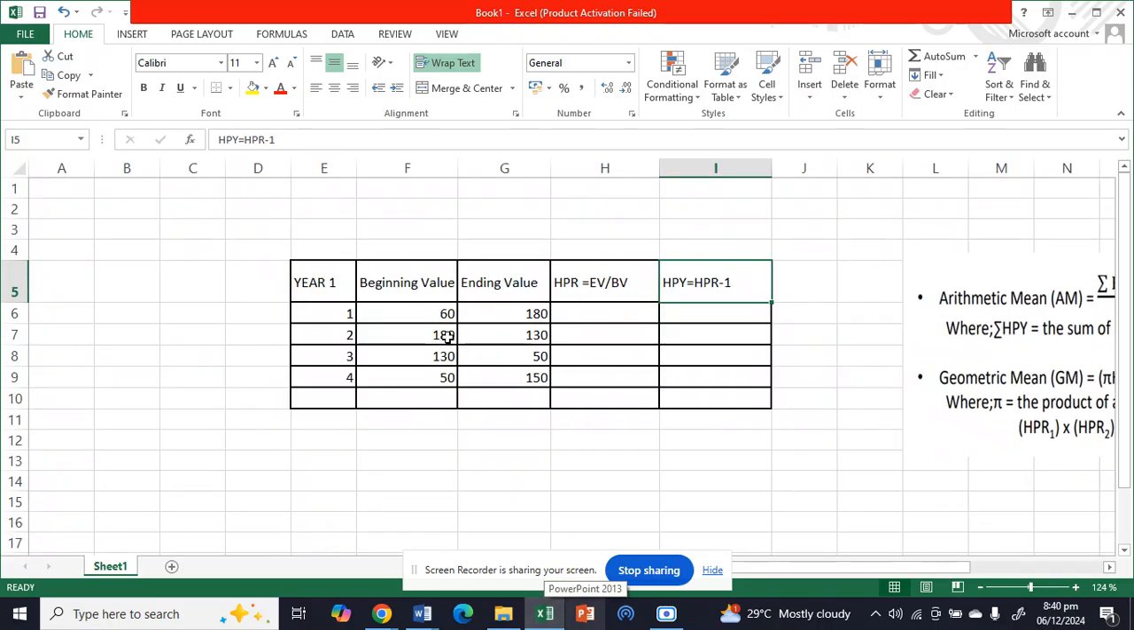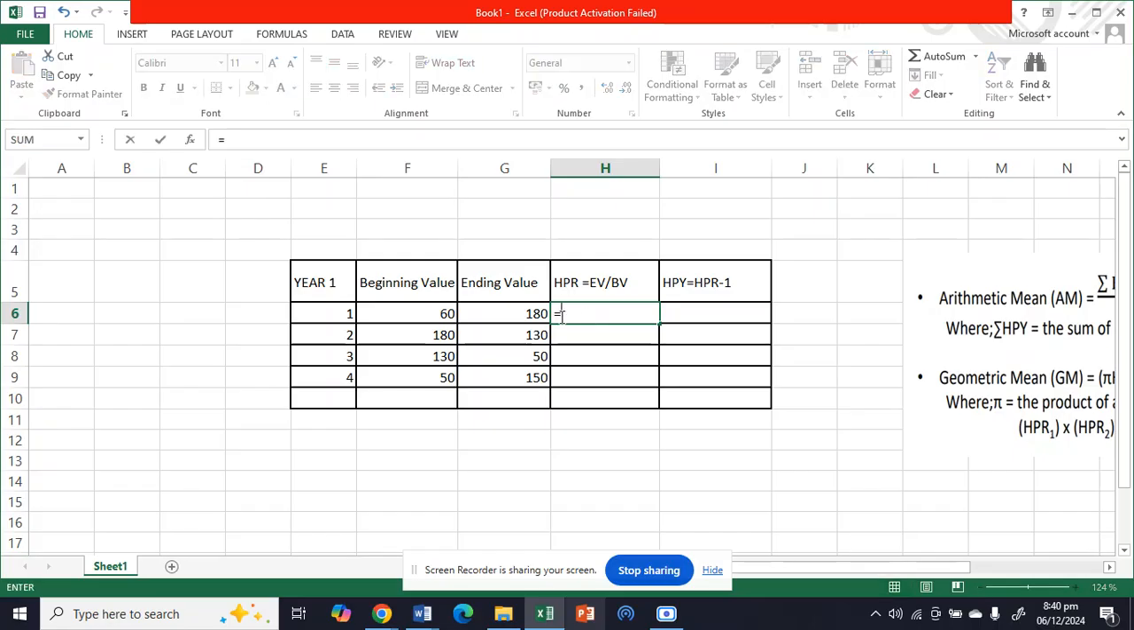All right, so in year one, our investment at the beginning was worth 60 kwacha. This investment can be any financial security like shares. Then at the end of year one, the value of the investment grew to 108. So if we have to get our holding period return for that year, it's the ending value divided by the beginning value of the investment, which is 3.